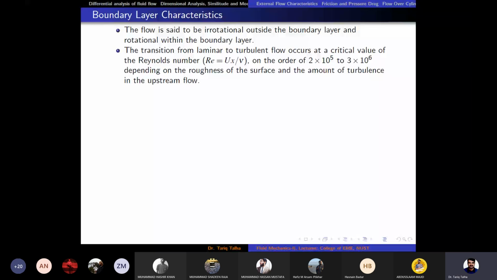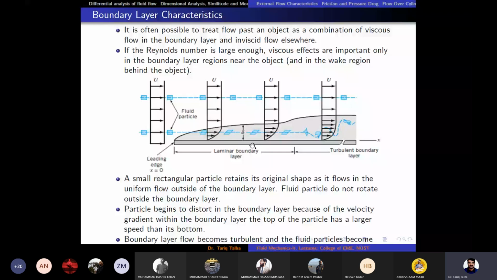Now we need to see the thickness of this viscous region, or the boundary layer region. For that, as we already discussed in chapter number 8, we define a parameter called boundary layer thickness, and we represent that parameter with the symbol delta.